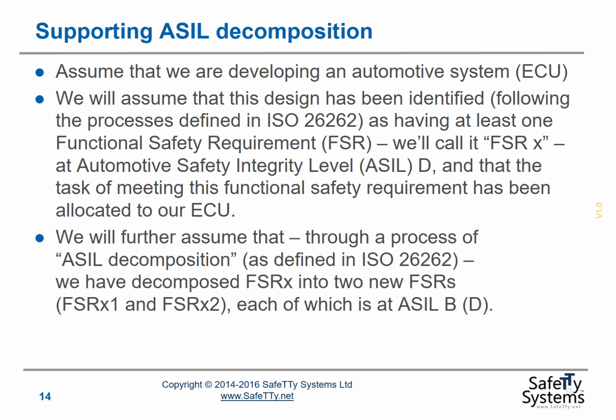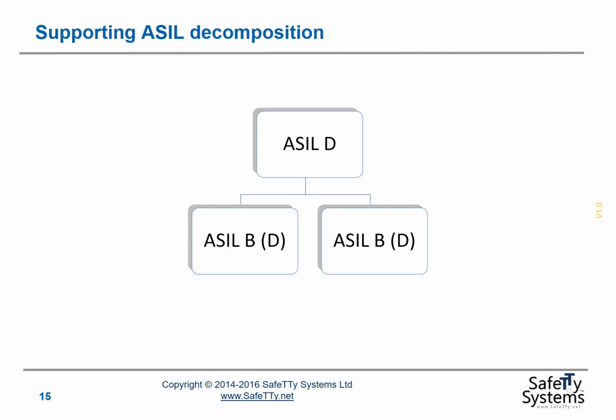We will further assume that through a process of ASIL decomposition, again as defined in ISO 26262, we have decomposed FSRX into two new FSRs, FSRX1 and FSRX2, each of which is at ASIL B(D). So this is the decomposition that we have carried out in this design. We've started with an ASIL D functional safety requirement, and we've decomposed this into two ASIL B(D) functional safety requirements.